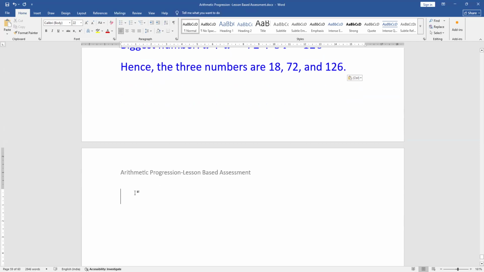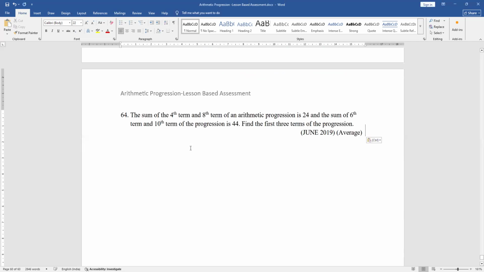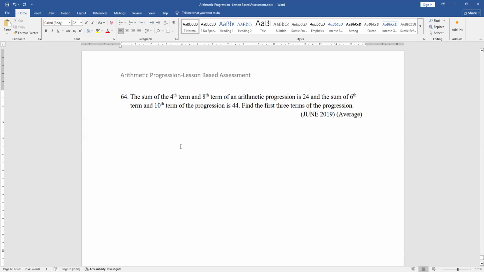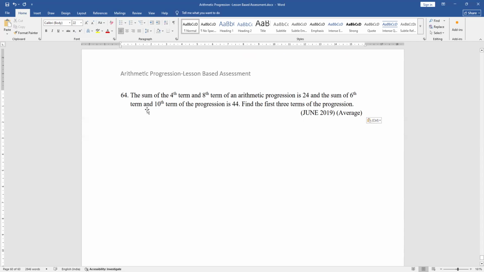Let's take the next problem. 64th problem. Okay, so I have this question. This was asked in June 2019. Let's see what we have to do. So the sum of the fourth term and the eighth term of an arithmetic progression is 24, and the sum of the sixth term and the 10th term of the progression is 44. Find the first three terms of the progression.